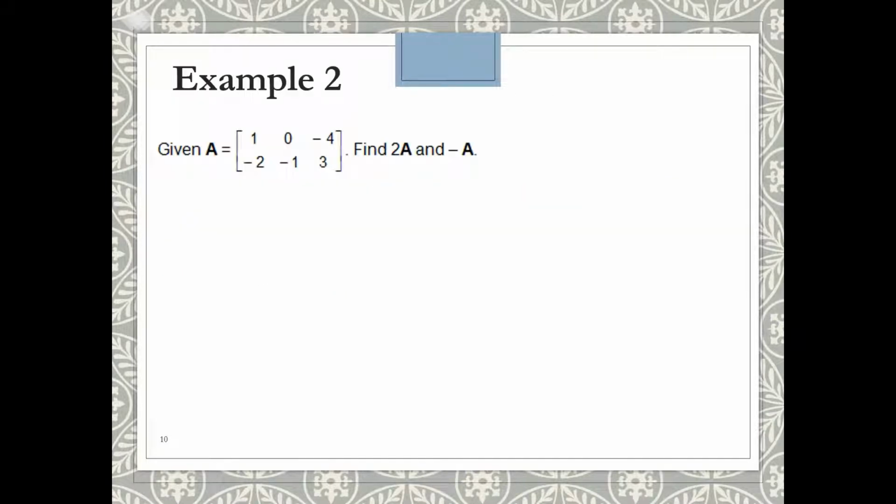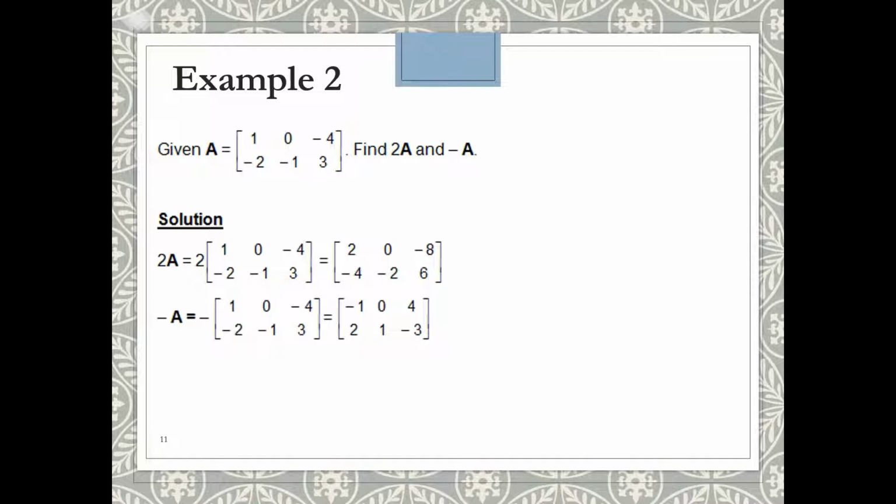Now let's do example 2. Given matrix A, you need to find 2A and negative A. In order to find the answer for 2A, you need to multiply all the elements in matrix A with 2. Therefore, you should get 2, 0, negative 8, negative 4, negative 2, and 6 as the answer. As for negative A, you need to multiply all the elements in matrix A with negative, and you should get negative 1, 0, 4, 2, 1, negative 3.